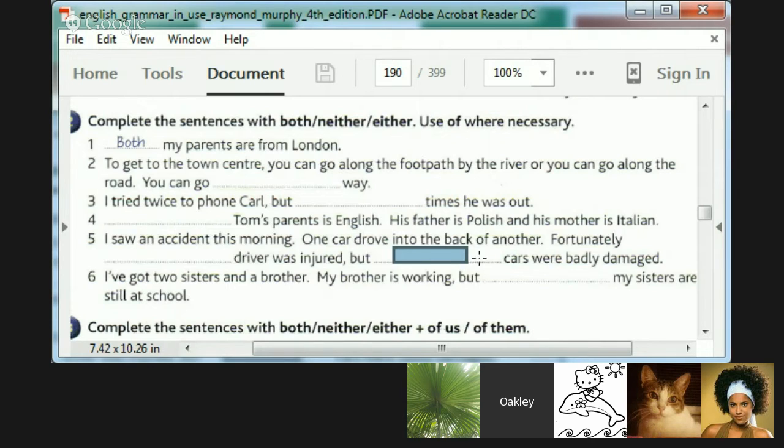Okay. So it's subjective. Either way, Carolina, you could say "both of the cars," whether you were near or far or anywhere. Both of the cars were badly damaged. That's fine, and that doesn't matter where you are. Oh, okay, Philip, number 6.